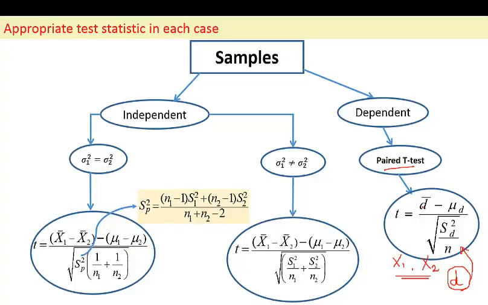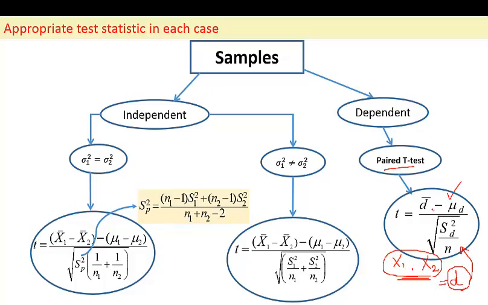Right, you are seeing here d will come from the difference of two samples. Why will we take the difference here? Since they are dependent samples and they are paired observations, we will take their difference and denote it with d, and then we will use d for the further testing.